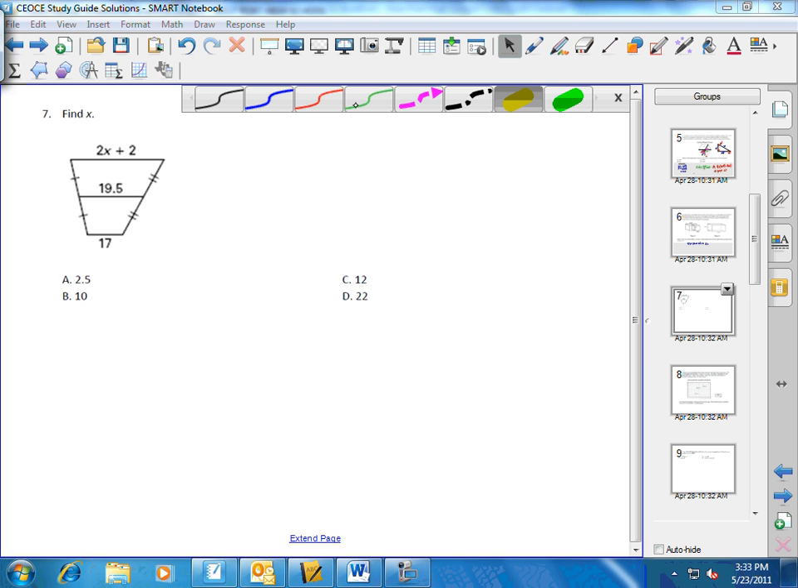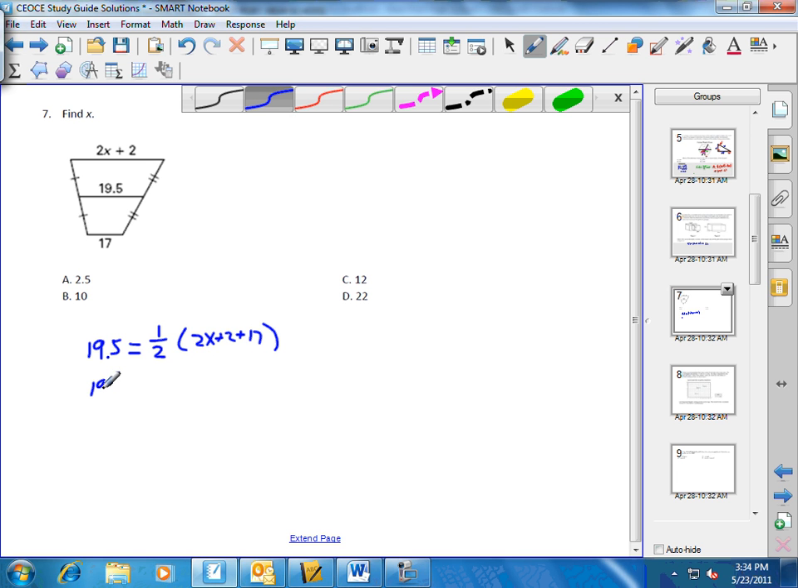The midsegment, which is 19.5, I'm going to write an equation that represents that statement. The midsegment, which is 19.5, equals one half the sum of the bases. We're going to use parentheses because it's one half the sum, in order of operations to make us add first. So we have 2x plus 2 plus 17. So the length of the midsegment is one half the sum of the bases.